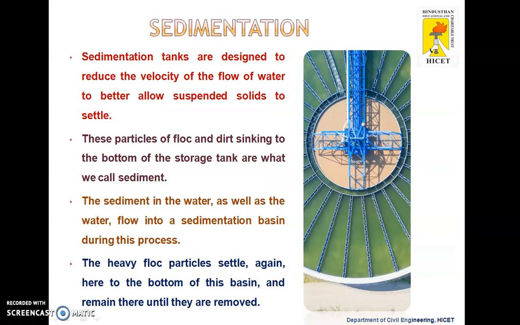Once the flocs are formed, the water moves into the next stage of treatment, the sedimentation tanks, where the flow slows down significantly. This reduced velocity allows the heavier floc particles to settle down at the bottom, forming sediments. The clearer water remains above, while the settled particles stay in the basin until it's removed. This stage significantly reduces the suspended solids.